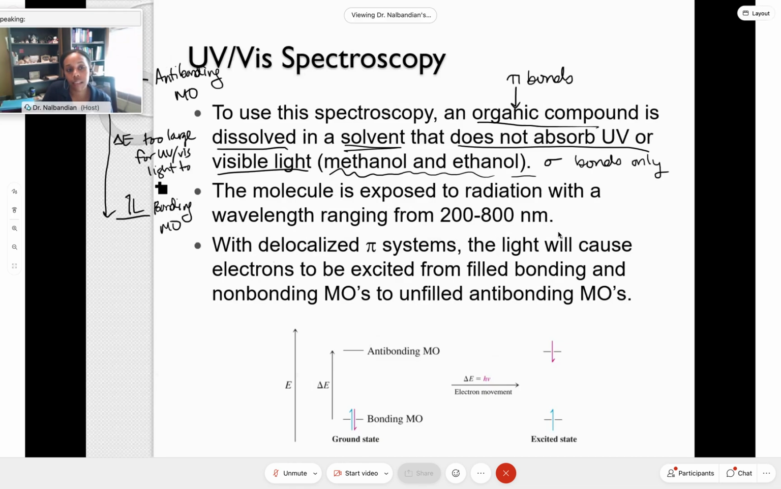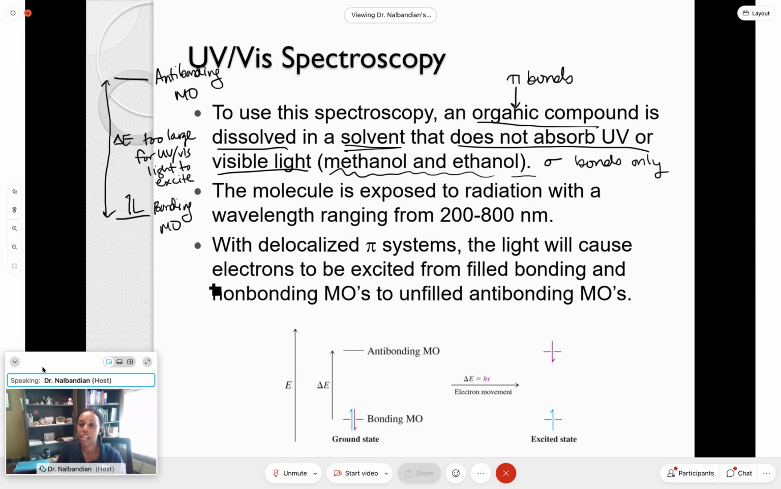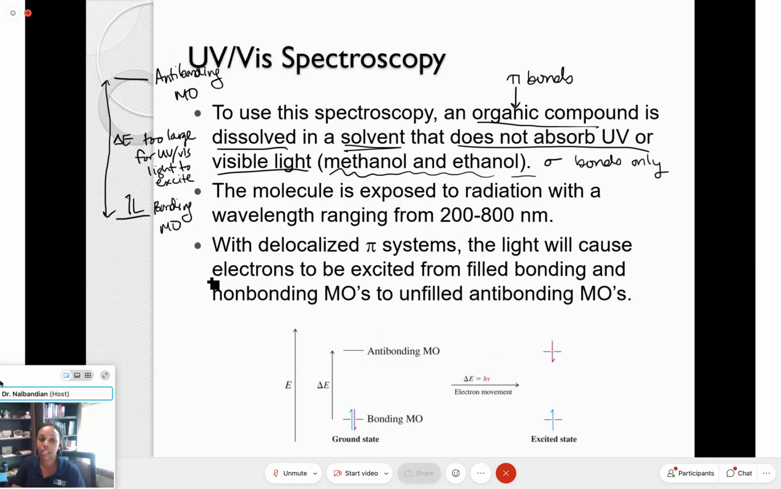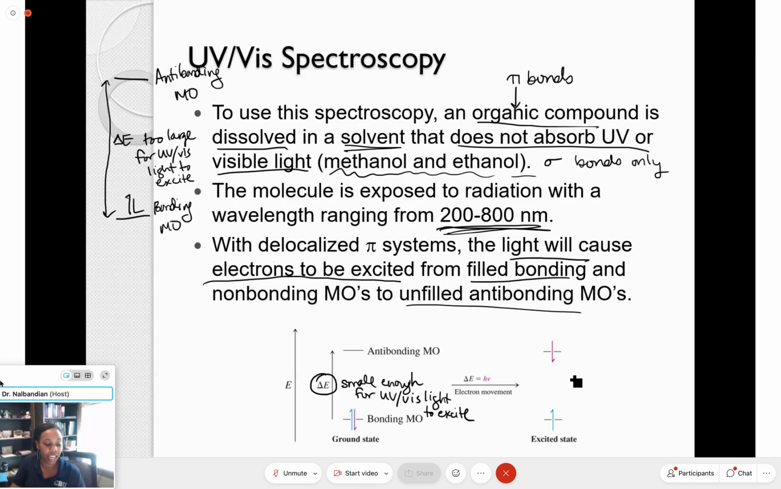for UV or visible light to excite the electrons. That change in energy is too large for UV or visible light to excite the electrons. But here, it's small enough for UV vis to work. So we use methanol or ethanol because they have only these sigma bonds. We expose the molecule to UV vis light, wavelength from 200 to 800, and then we see what's happening with that excitation. The light will cause electrons to be excited from the filled bonding to the unfilled antibonding molecular orbital. And so we're seeing that excitation and relaxation.